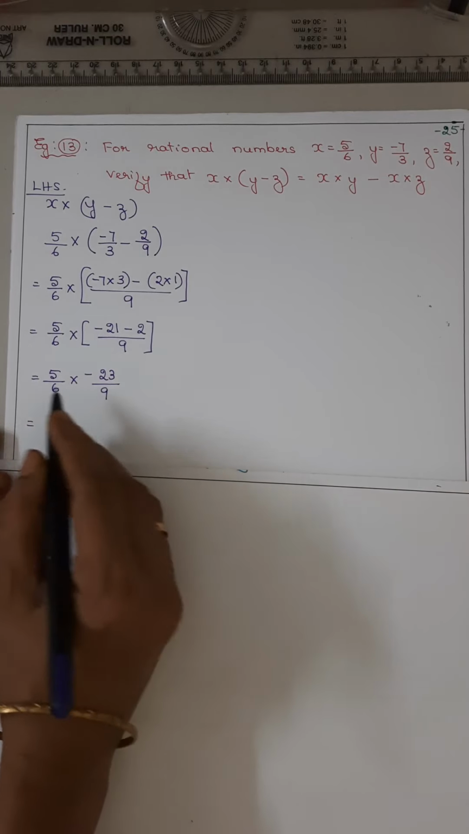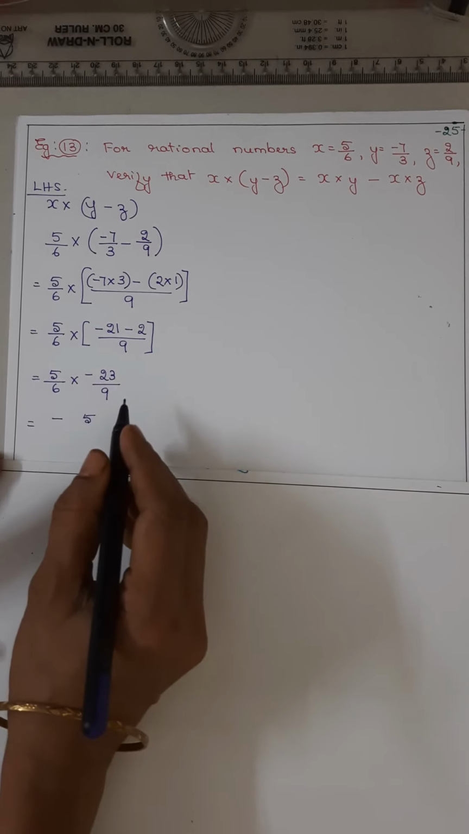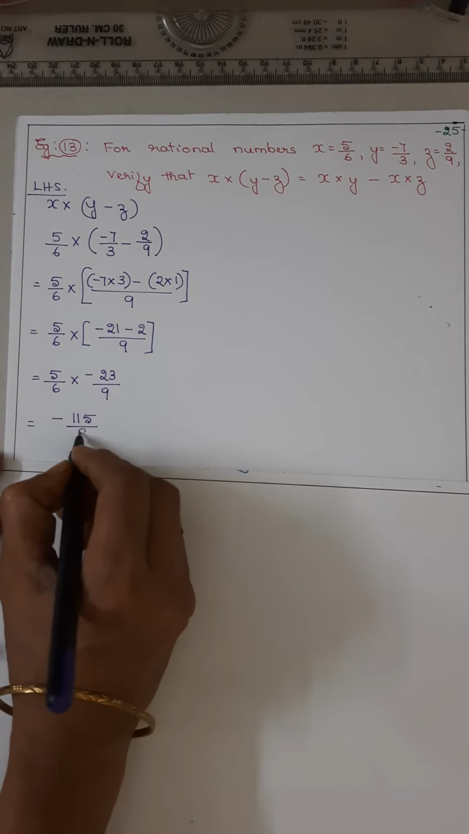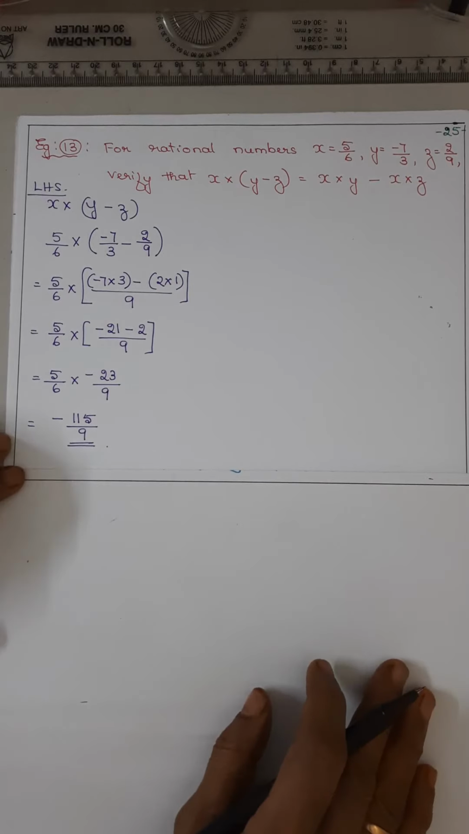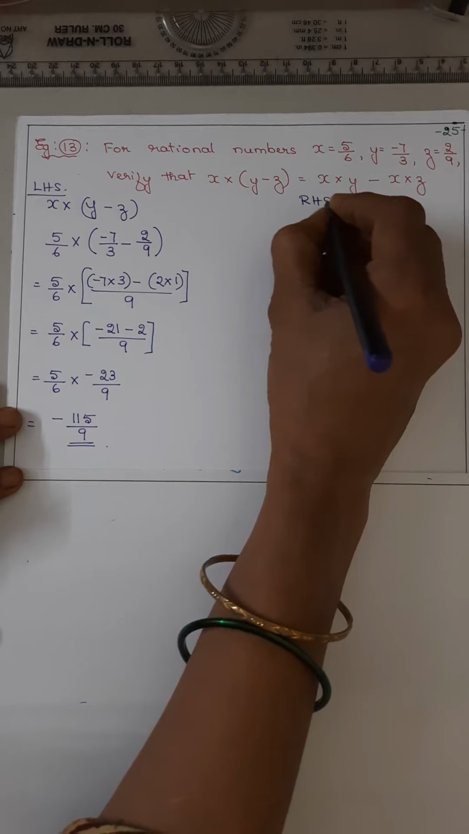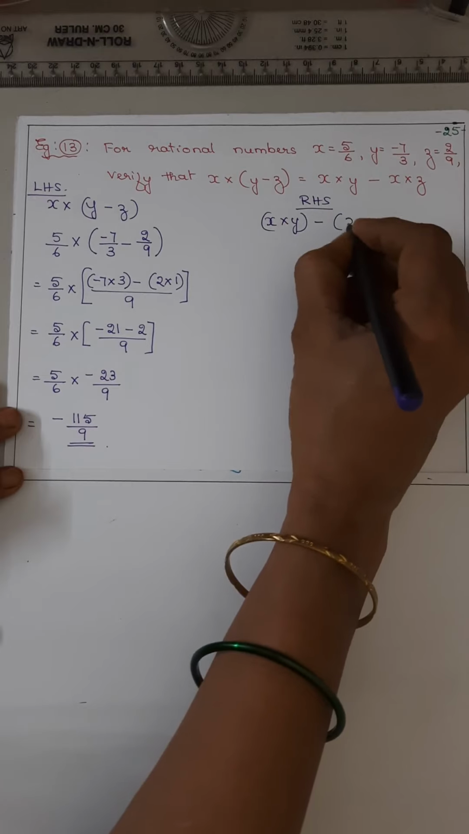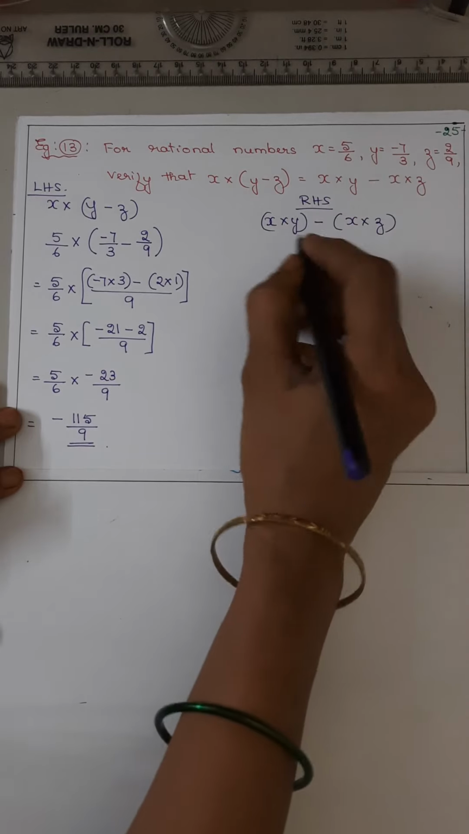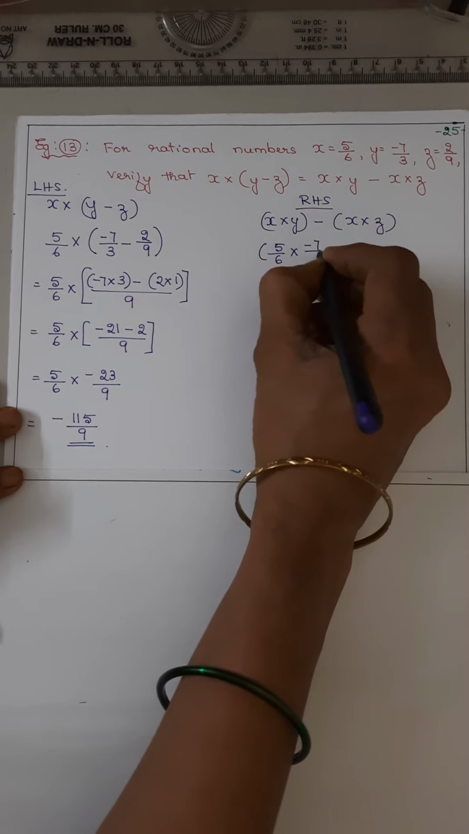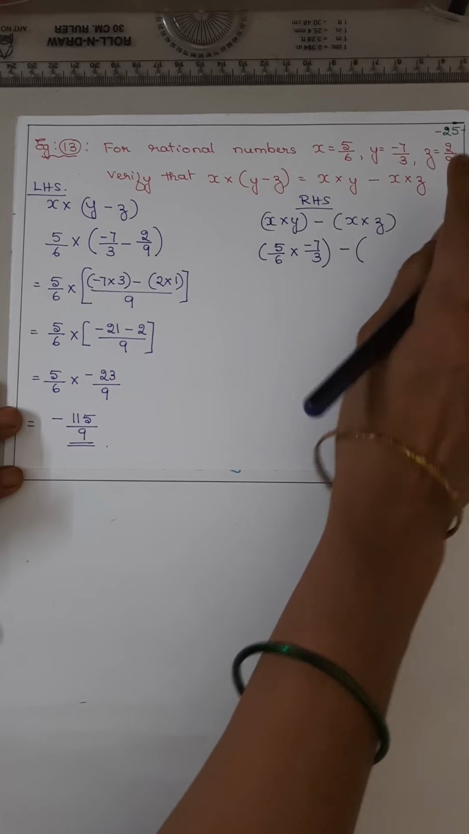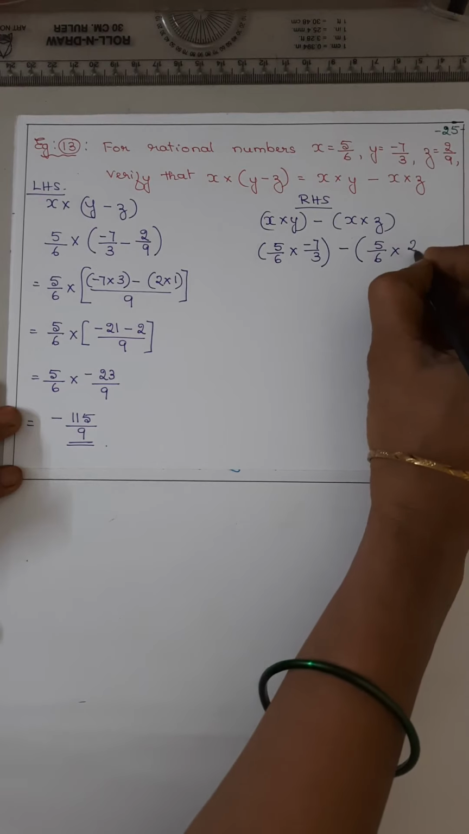Directly multiply. Plus minus minus, 5 3s are 15, 5 2s are 10 plus 1, 11/9. This is the answer for LHS. Now for the RHS, it is x into y minus x into z. अभी x का वैल्यू 5/6 into minus 7/3 minus x का वैल्यू 5/6 into z is 2/9.